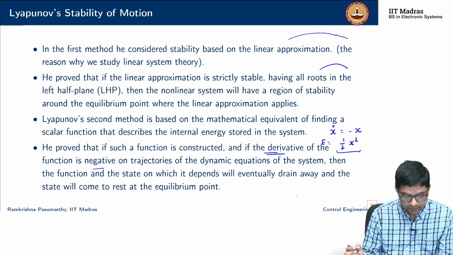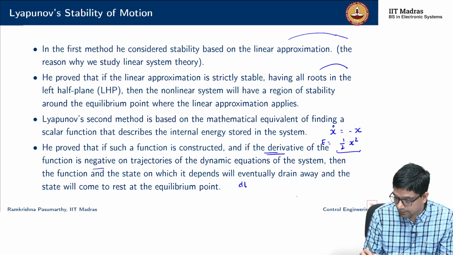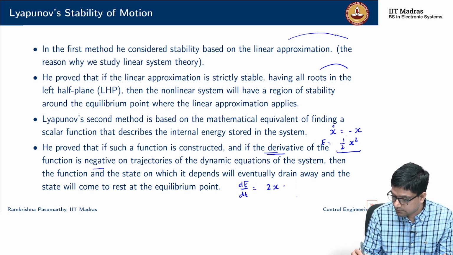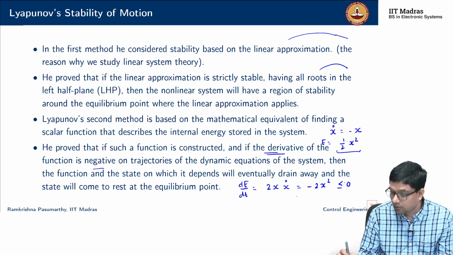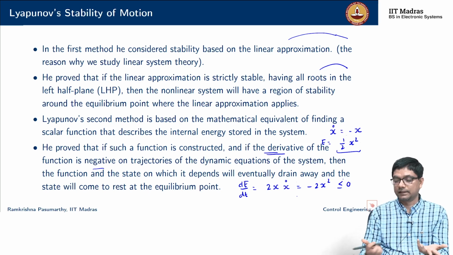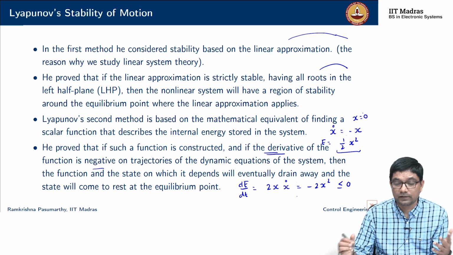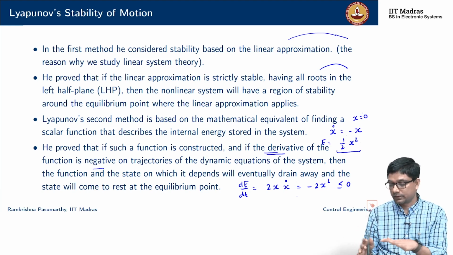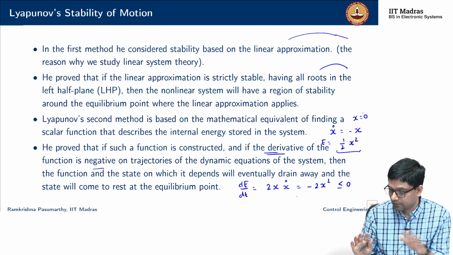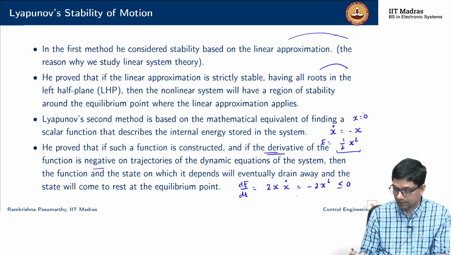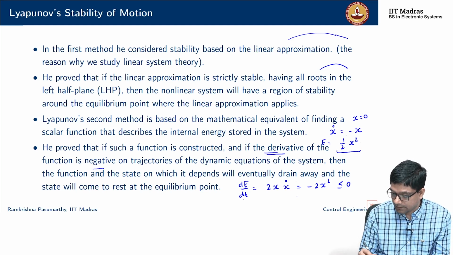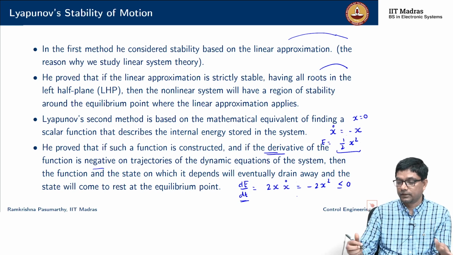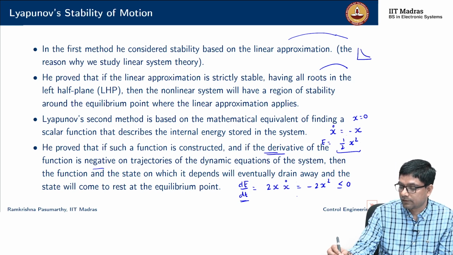If the derivative of the function is negative, let me find dE by dt. dE by dt is twice x times x dot. Since x dot is minus x, this will be minus twice x square, which is always less than or equal to 0, and it comes to 0 only when it is at the equilibrium point. So here, x equal to 0 is the equilibrium point. I have not yet talked in detail about equilibrium points, but we'll just quickly try to understand that from the energy point of view. The energy function is decreasing because the slope of E versus time, if I plot it, will always be negative.